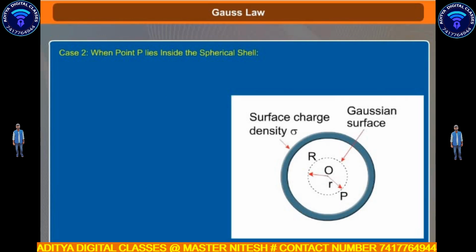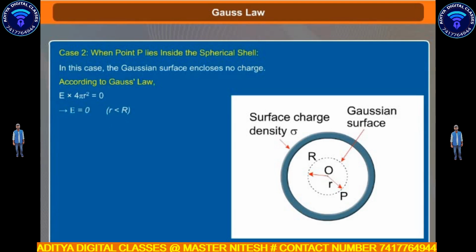Case 2. When point P lies inside the spherical shell. In this case, the Gaussian surface encloses no charge. According to Gauss' law, E into 4 pi r square is equal to 0. This implies E is equal to 0 for r less than R. This is the value of electric field for this case.